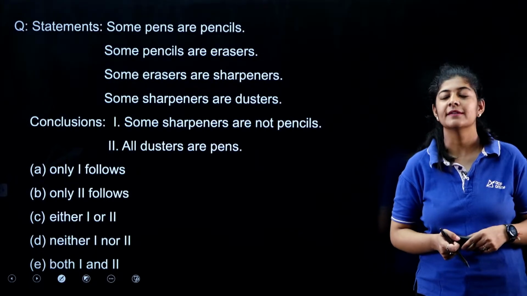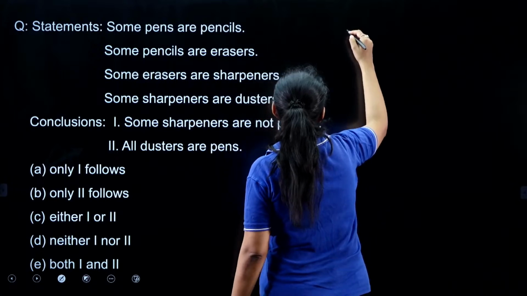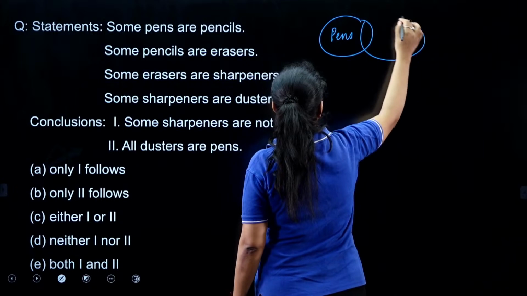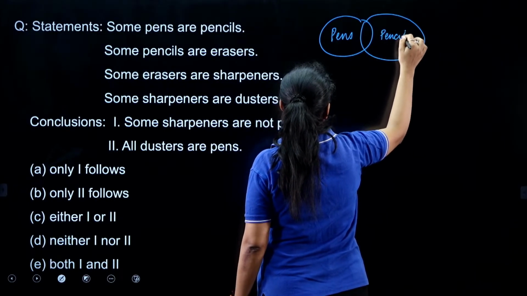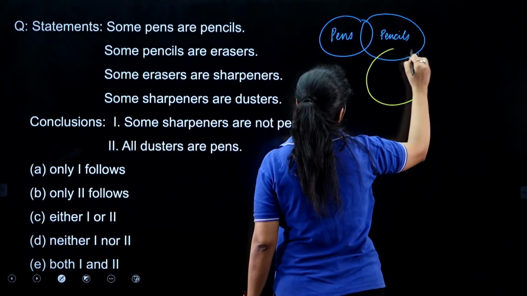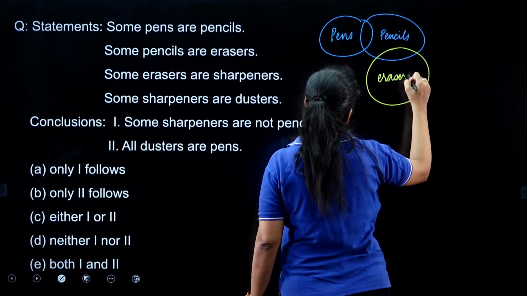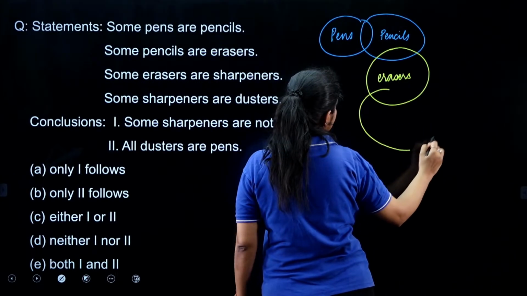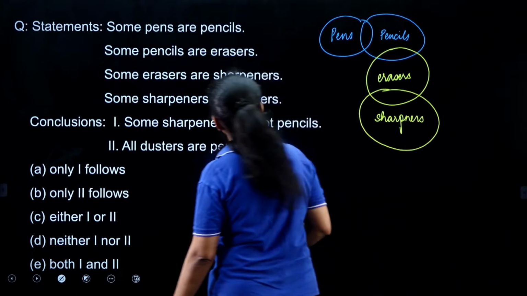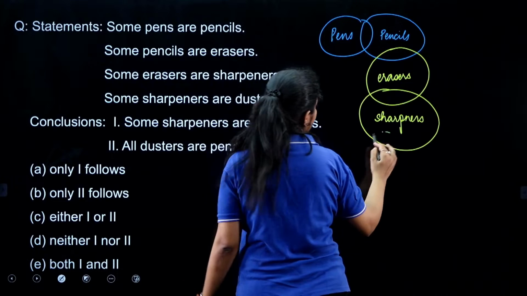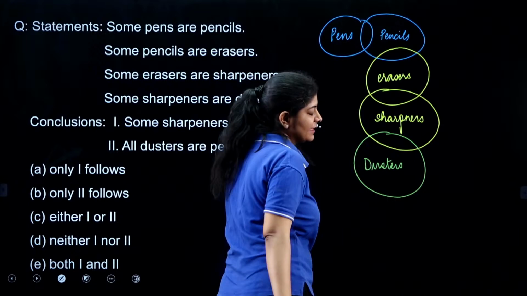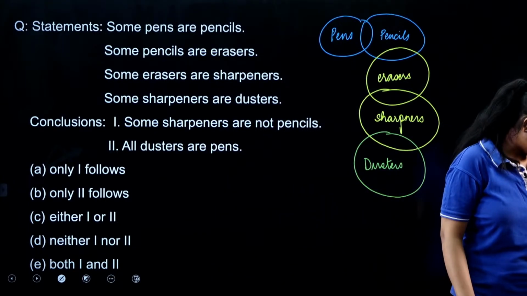It's a very easy one. So let's start with the diagram. So some pens are pencils, some pencils are erasers, some erasers are sharpeners, and some sharpeners are dusters. This is my basic diagram.